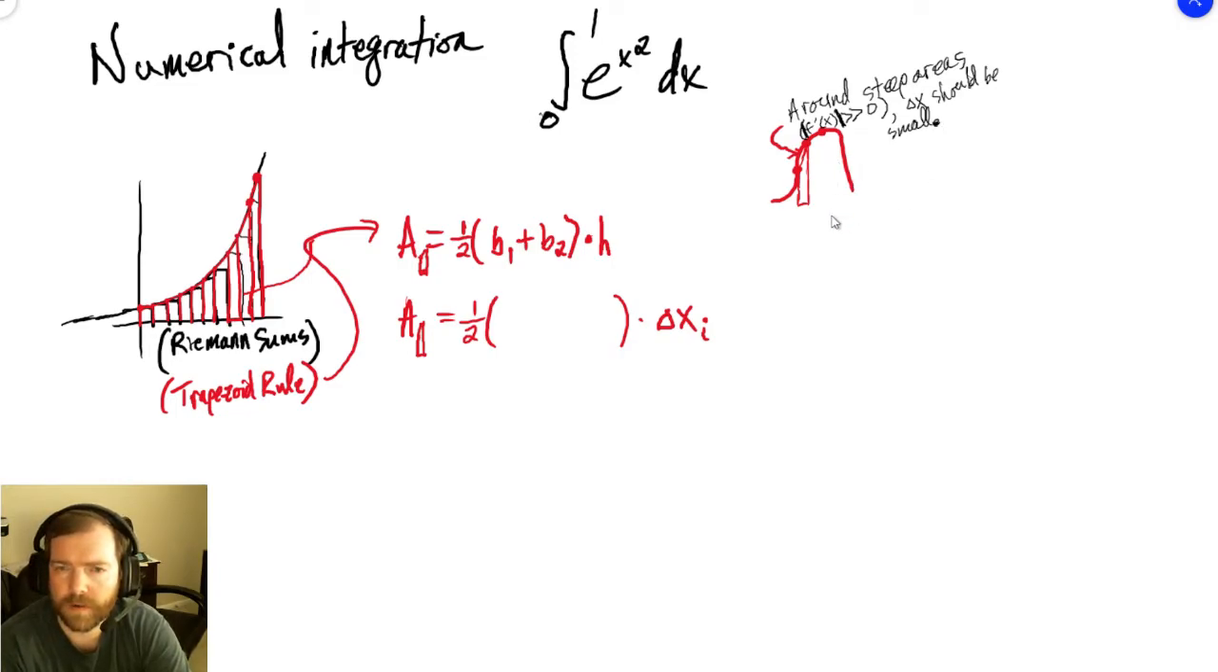And when we are around flatter areas, f prime at x is approximately 0. So really close.